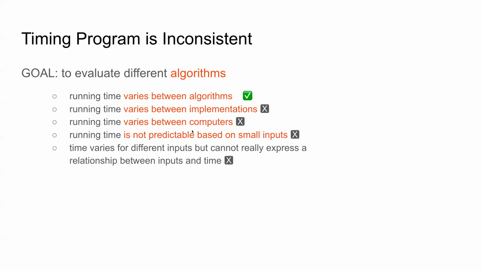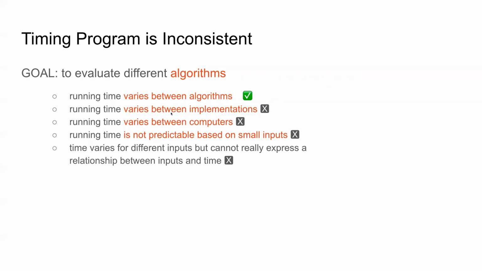But timing programs is not the best way to evaluate different algorithms, because, for example, the running time varies between algorithms. That can be measured by this timing program. That's no problem, right? Because different algorithms have different running times. You can use that to differentiate them. But how about different implementations? That will affect the algorithms.